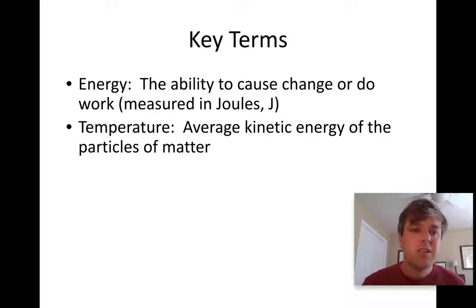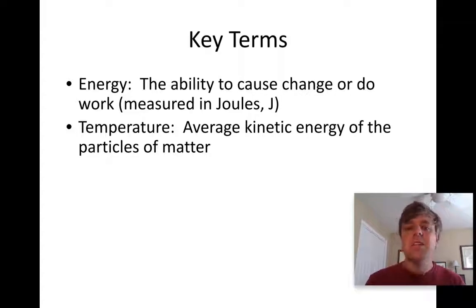Temperature is another thing that you may think you know what it is, but it's kind of hard to define if you're not a scientist. Scientists define it as the average kinetic energy of the particles of matter. In other words, it's essentially how fast the particles are moving. If you increase the temperature, particles move faster. If you decrease it, they move slower.